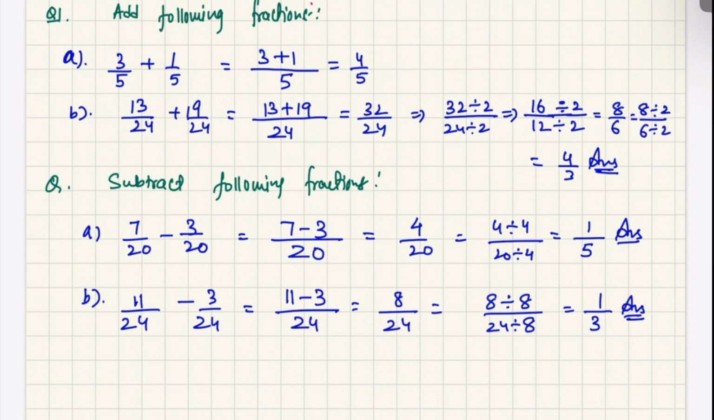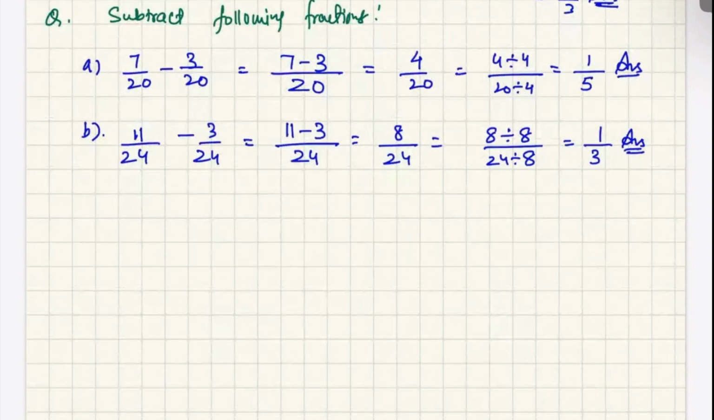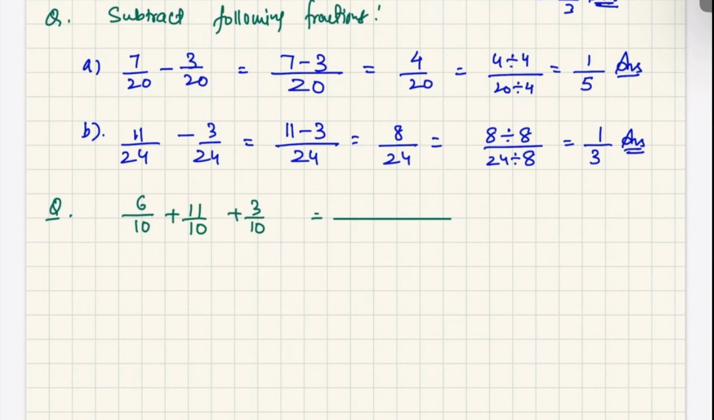Okay, let's do one more thing. Yes, there's a question. Let's tweak the question somehow. Again, solve this question. You have 6 by 10, 11 by 10, and this time 3 by 10. Now there are 3 fractions. So simply, the rule remains the same.